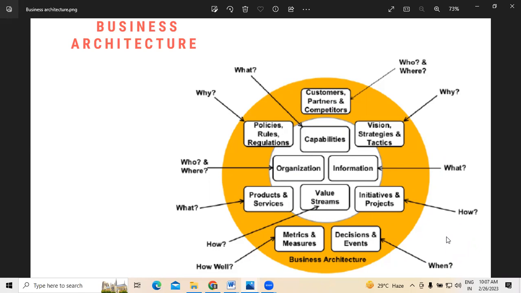Next, you should know about the policies, rules, and regulations of the business. Whichever business you are dealing with, you should know the kind of policies they follow and the kind of rules and regulations this organization has. Next, you must know about the vision, strategies, and tactics. This point I already mentioned some time back. Next, we must know about the kind of products and services. As I told you, the nature of the business must be known to us well in advance.